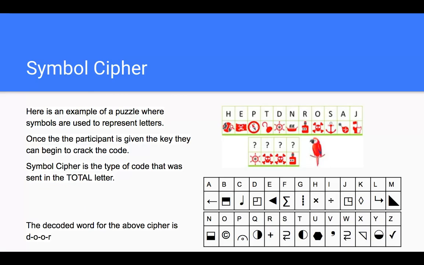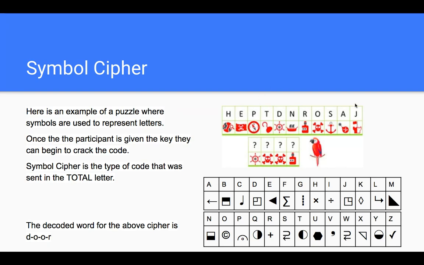The first cipher we're going to talk about is the symbol cipher. And you have used the symbol cipher already in this unit because this is the kind of cipher that was sent to you in the total letter, the teachers opposed to anti-learning letter. And here are two examples. I included the one that was in your letter, but also another one that has sort of like a pirate theme to it. And the idea is that you take letters of the alphabet.